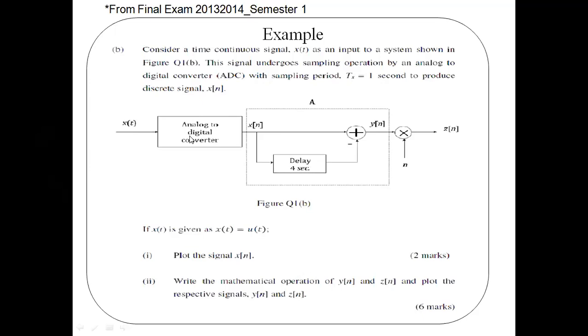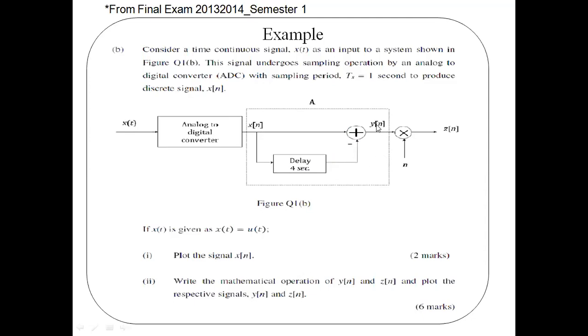So the result of this sampling will give us xn, which is a discrete time signal. The xn is branched into two directions. The first one will be added with the xn which is delayed by 4 seconds. Based on this box of adder, the output yn is xn minus this signal, which is xn minus 4. So a delay by 4 seconds means xn minus 4.